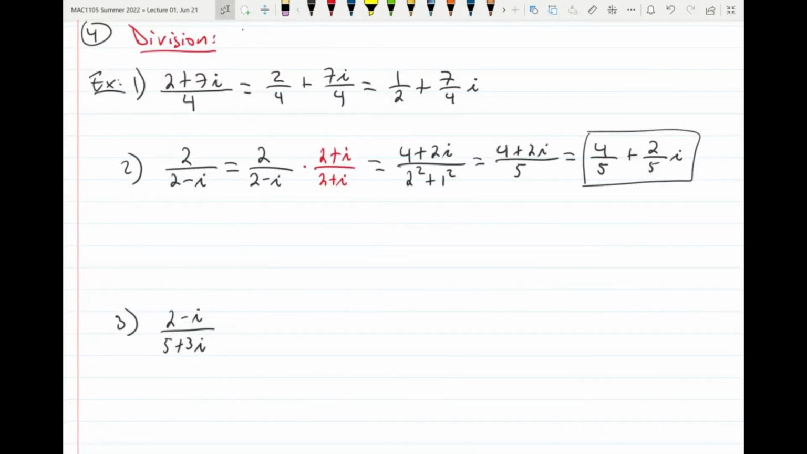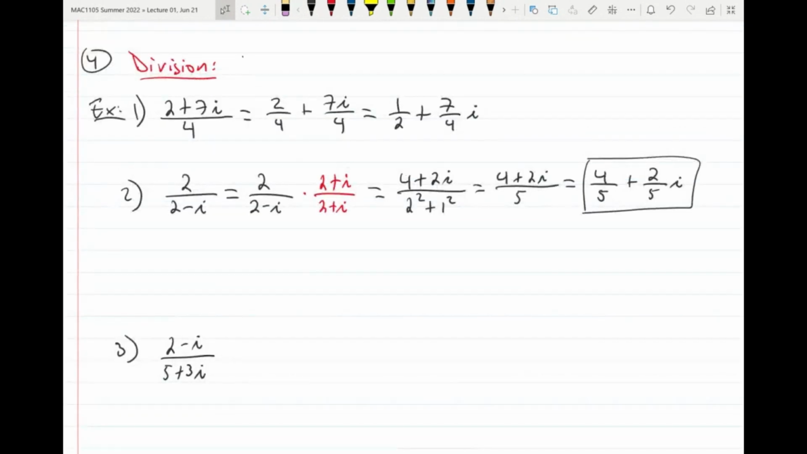Yes. I'm a little confused. Wouldn't the i just cancel out when you multiply it? Okay, where? Down here? Yeah, that's why the i is gone. But remember, here you need to do the distributive property.